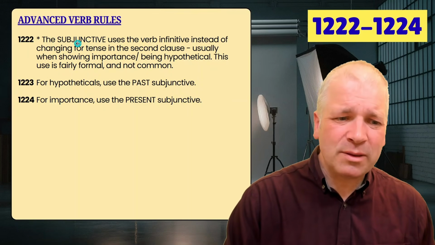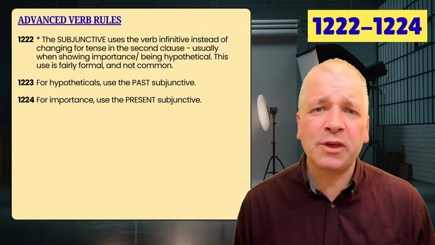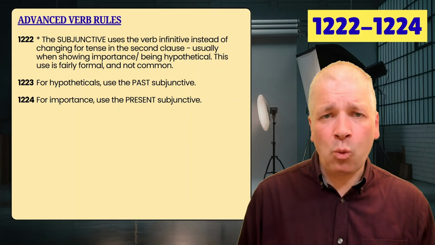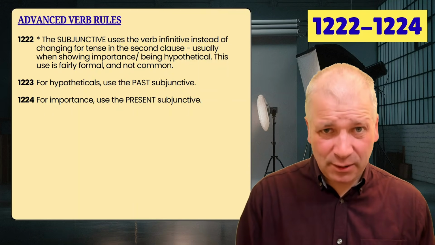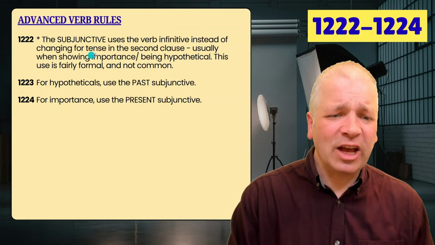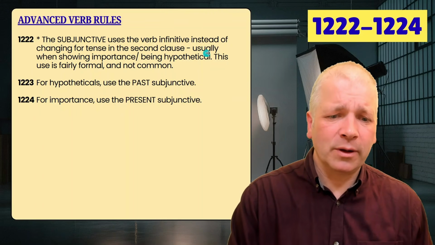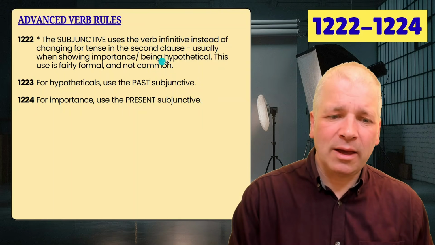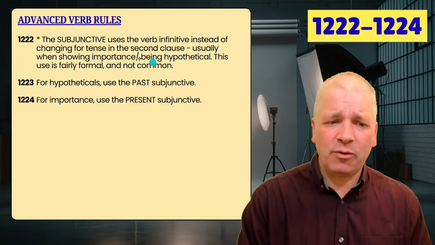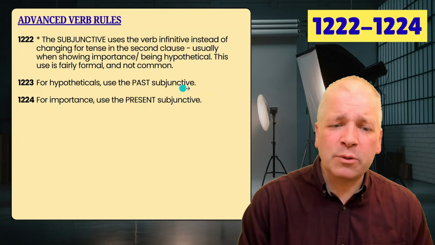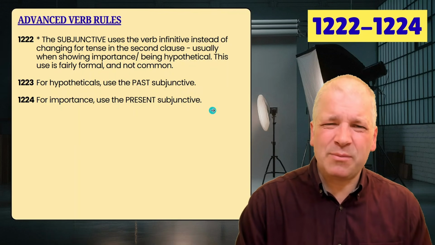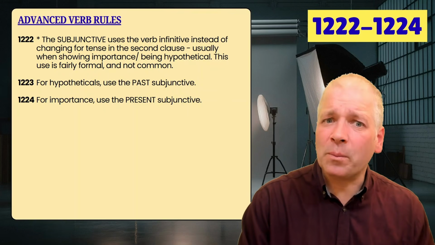So the subjunctive form is an old-fashioned form of English where we use the infinitive of the verb to be, or we simply use were, being the past of to be, instead of was. So the subjunctive uses the verb infinitive instead of changing for tense in the second clause, usually when showing importance or being hypothetical. The use is fairly formal and not common, so you don't have to use it, but you may come across it. Now, if you're being hypothetical, we use the past subjunctive were. For importance, use the present subjunctive, which really simply means using the infinitive form.